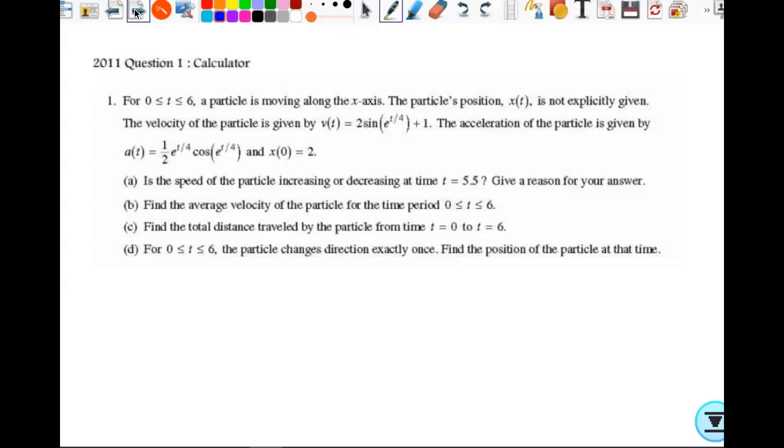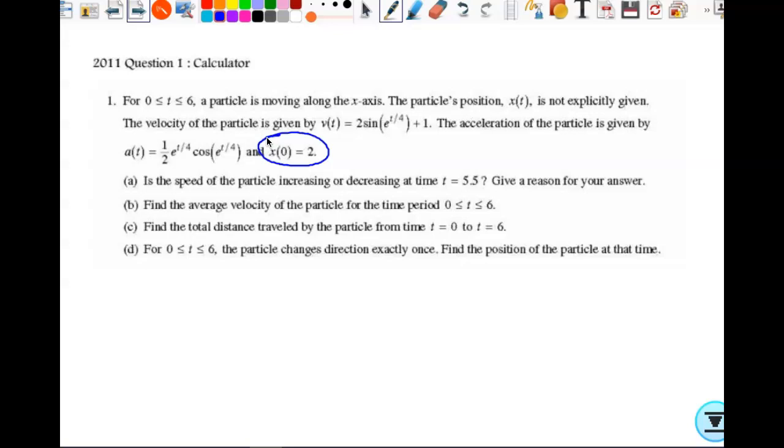Okay, so here we go. The first thing you're going to do on a calculator question like this, question number 1: a particle for 0 to 6 moves along the x-axis. So I've got this particle just moving back and forth on the x-axis. The particle's position function is not explicitly given, but we do have the velocity, and they were nice, they gave us the acceleration also, even though we could have taken the derivative ourselves. They also gave us an initial position. I like to circle that because I know I'm going to need it at some point in this problem.